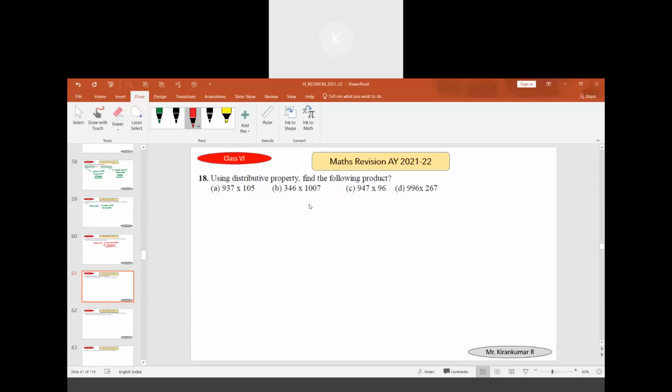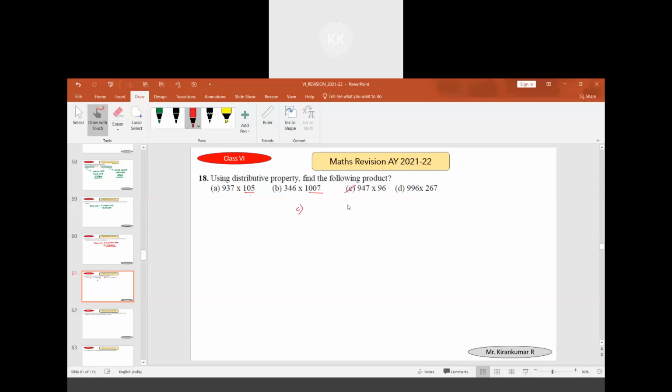Next, using the distributive property, we have to find the product. When the question is something like 100 plus 5 or 1000 plus 7, it's easy. How do we solve this?